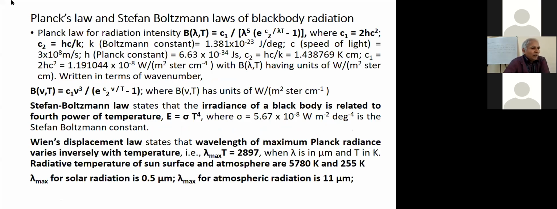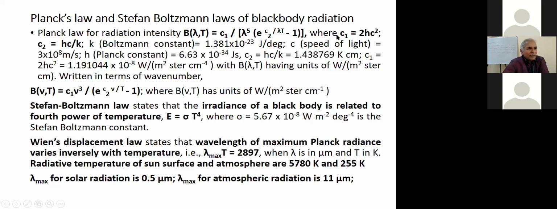Okay, so the most important radiation law was proposed by Max Planck, which goes by his name, Max Planck's law of blackbody radiation. Here is the expression derived by Planck. This was in the beginning of the 20th century, for which Planck was given the Nobel Prize. This is nothing but the radiation intensity, which is a function of wavelength and temperature.